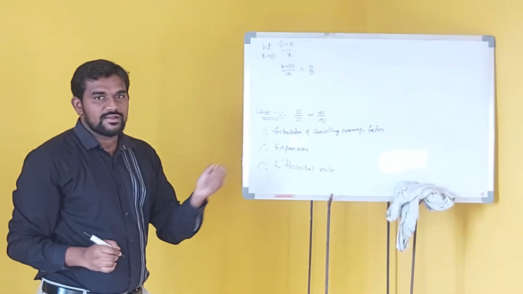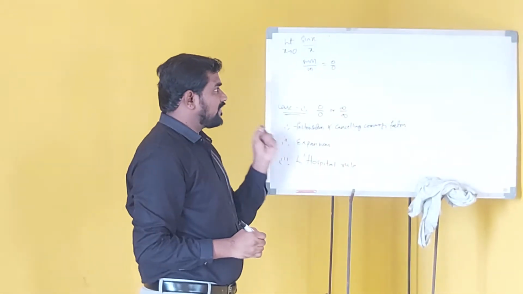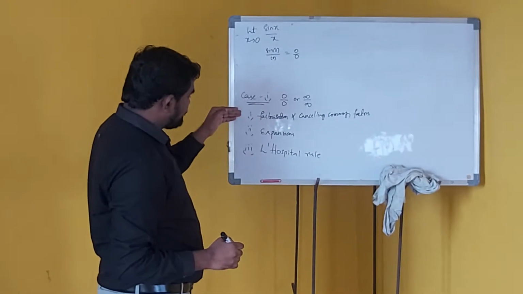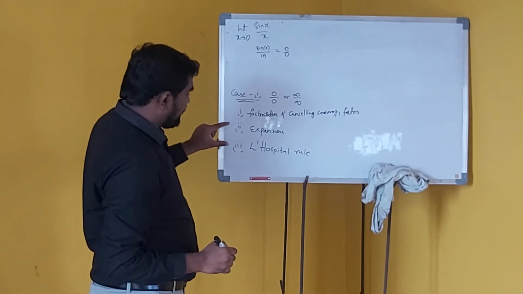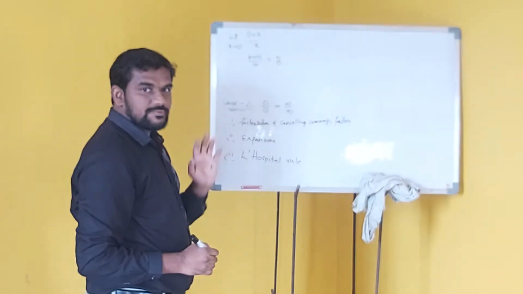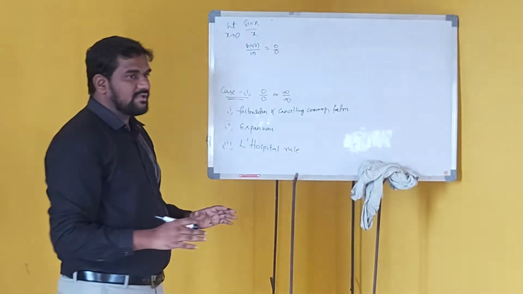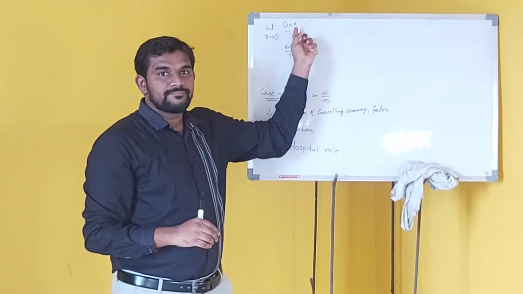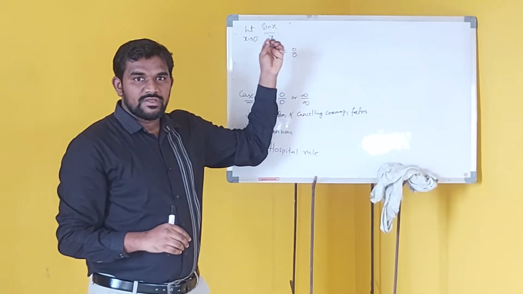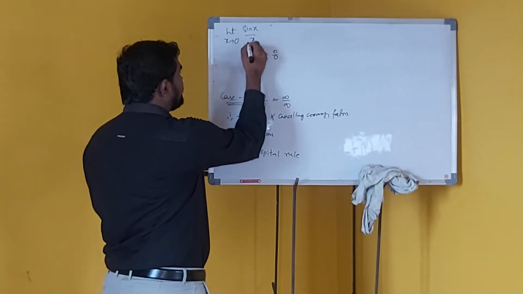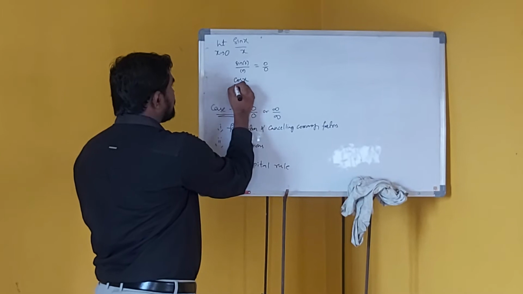So this is falling under case 1. What to do if it is a 0 by 0 form? We have 2 choices here: the expansion of sin, and the L'Hospital rule, which I prefer at the moment. The L'Hospital rule is simple. Differentiate the numerator separately and the denominator separately, and simply keep putting the tending value. So if I differentiate sin x, what will I get? Cos x by 1.